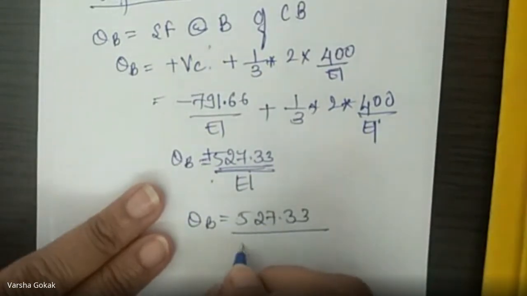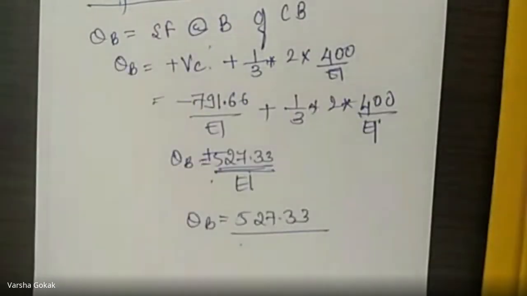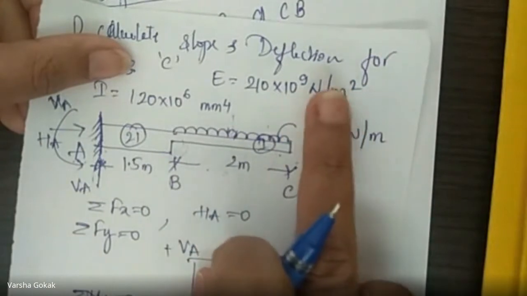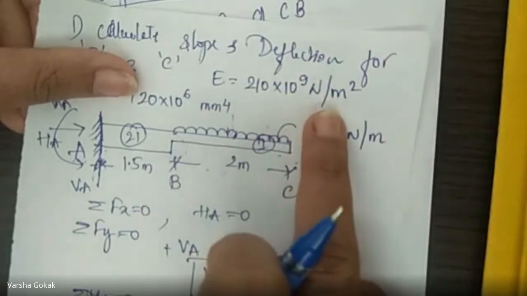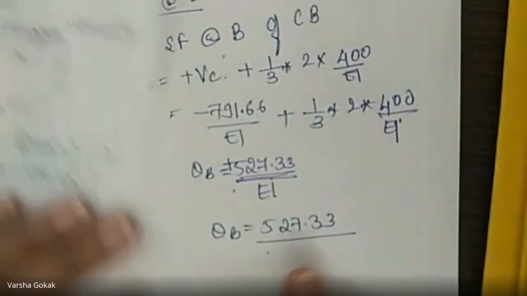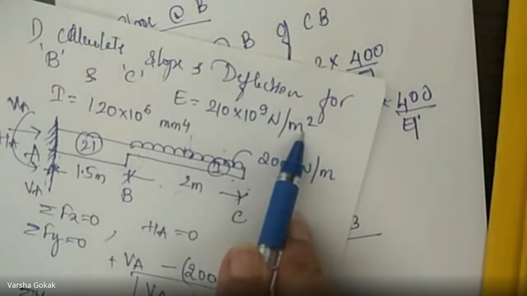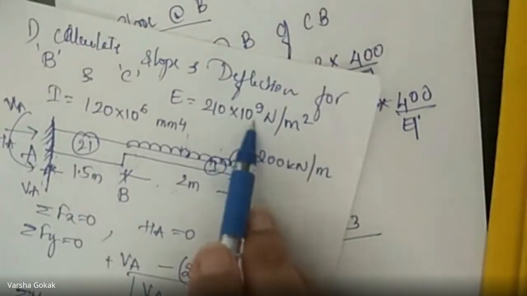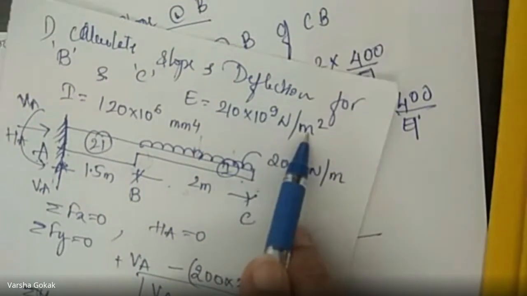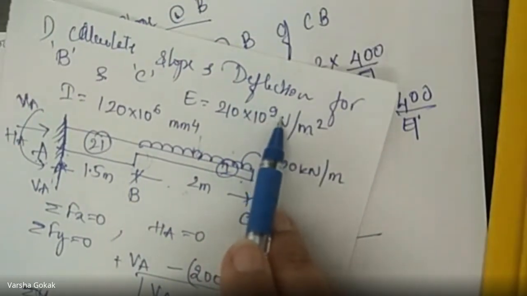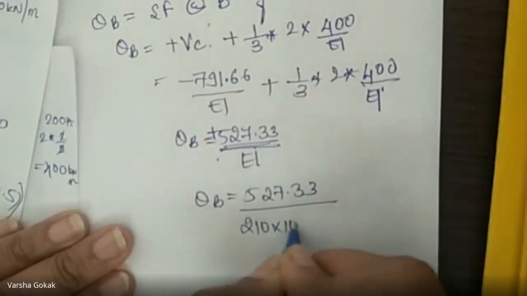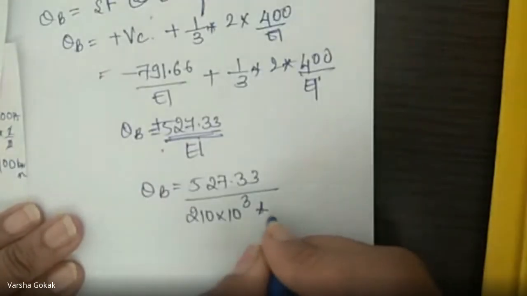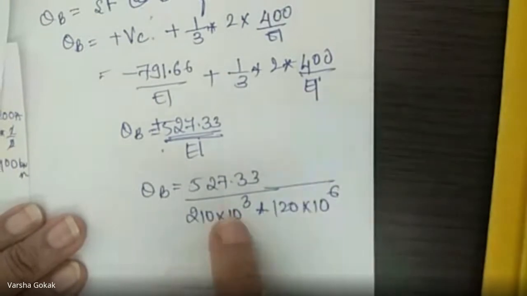527.33 divided by the Young's modulus they have given. Right? How much is the Young's modulus? Here it is: 210 into 10 to the power 9 Newton per meter square. And I is in mm. Either convert this to meter or convert this to mm, your choice. Let us convert this one. To convert meter square to mm square, what do we do? For this value, I will divide by 10 raised to 6. So with 10 raised to 6 and 10 raised to 9, what will remain? 210 into 10 raised to 3, right? So 210 into 10 to the power 3 into the I value, which is 120 into 10 to the power 6. Now this is also mm, this is also mm.